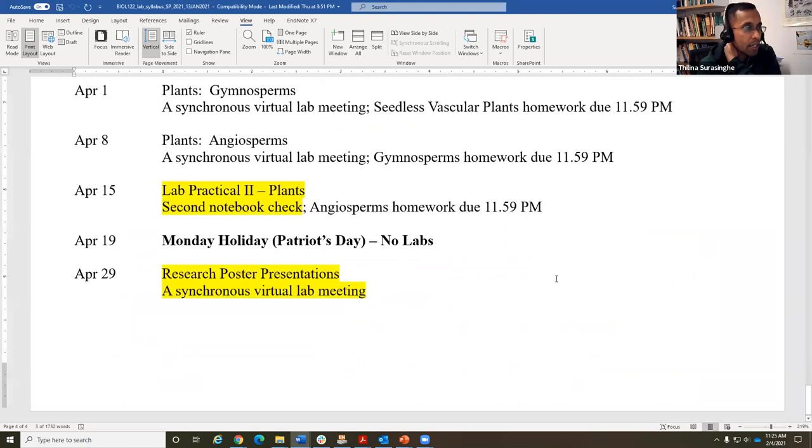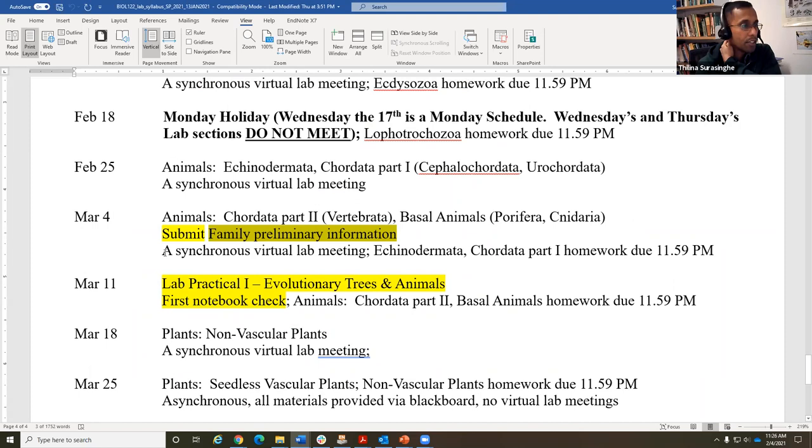If you look at over here, right, submit family preliminary information, right? That is March 4th, the deadline for that. That is immediately the week before your first lab practical, right? So keep that deadline in your mind. This is when the midterm update is due, right? And you will submit that through Blackboard, right?